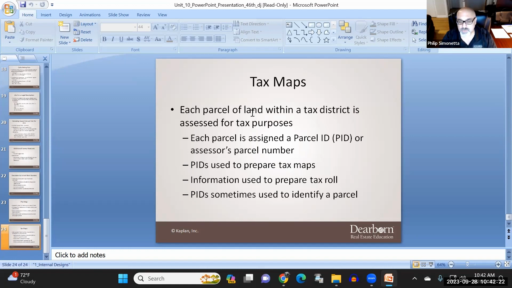The PID is used to prepare tax maps. That's the whole idea of it. So every lot has a PID number. Lot 64, lot 65, the houses we're selling, have PID numbers for them. The information is used to prepare the tax roll and send out the bills, so they know what the cost of the taxes is. PIDs are sometimes also used to identify a parcel. That's also put on the property description when we do it on the contracts, and I can show you that later.